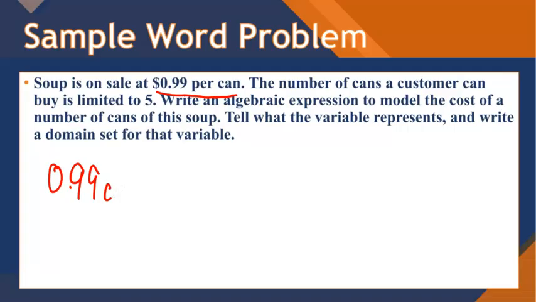So now you're limited to 5. So that means our set would be, I can buy 0 cans, 1 can, 2 cans, 3 cans, 4 cans, or 5 cans. So that would be the domain set that we could use to find out what the cost would be for a customer who can purchase up to 5 cans. So that is our lesson on open sentences and solution sets.